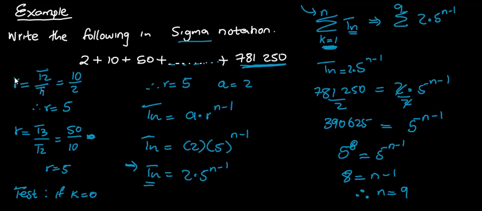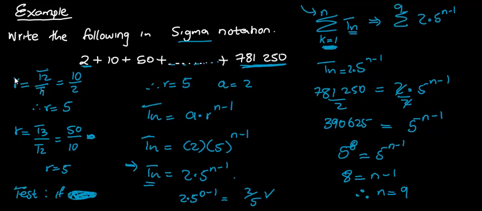Where there's n, you put 0. So if n is 0, what do you get? T0 is equal to 2 times 5 to the power 0 minus 1. What is the answer? It's the same as 2 over 5. Even if you just put it on the calculator, this is what it will give you. You compare this number with the first term. Is 2 the same as 2 over 5? No. So n is not 0.